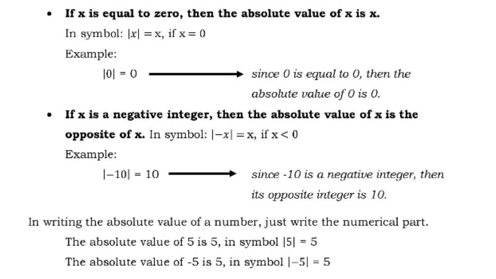Then the third one, if x is a negative integer, then the absolute value of x is the opposite of x. In symbol, absolute value of x is equal to negative x if x is less than 0. So in here, you will just have the opposite of a negative number. For example, absolute value of negative 10 is just equal to 10. Again, you'll just have its positive or opposite. You will just have the positive value of the given negative integer.